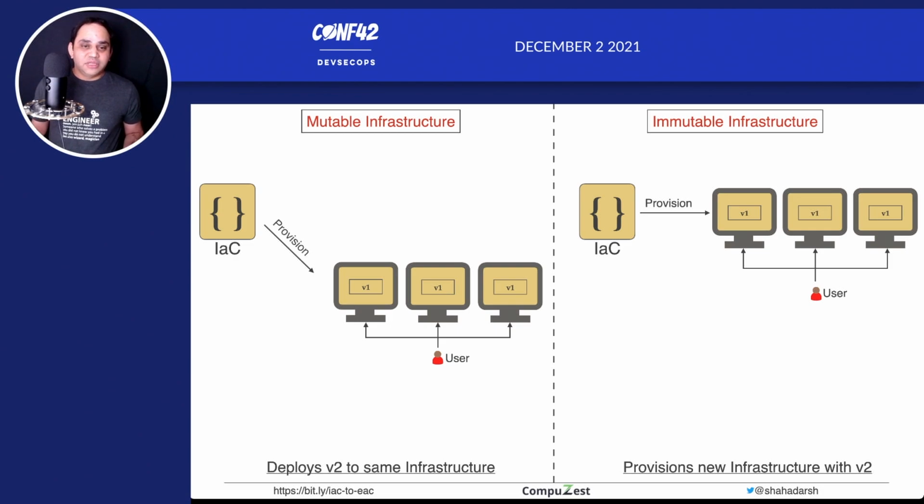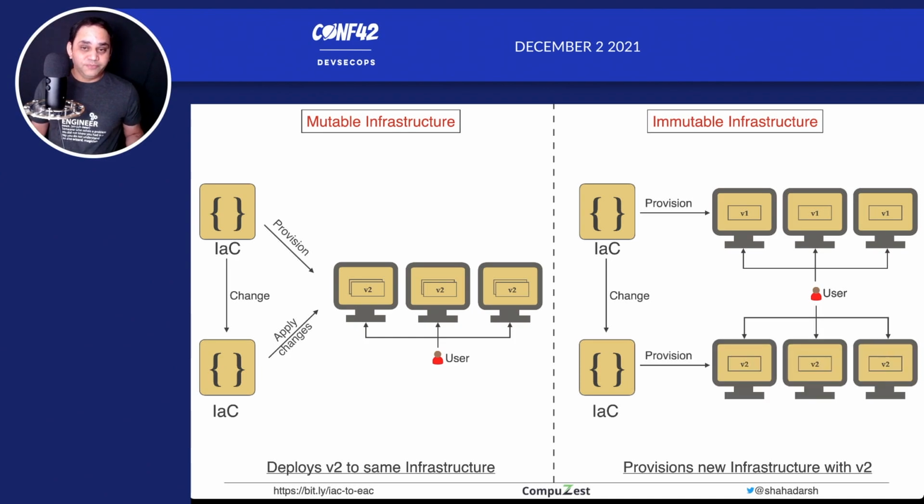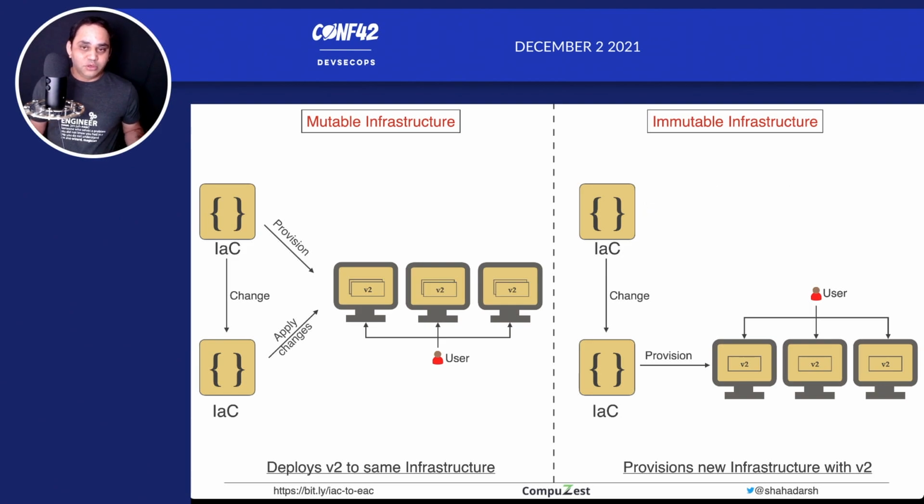So as you can see on the left, you have version 1 of your infrastructure as code deployed. You make some changes to your code, and in the case of mutable infrastructure, you apply the new version to the same infrastructure. So you have long-lived infrastructure. In the case of immutable infrastructure, when you make a change, you actually provision a brand new set of infrastructure with the new version, redirect traffic to that new version, and then get rid of the old infrastructure.